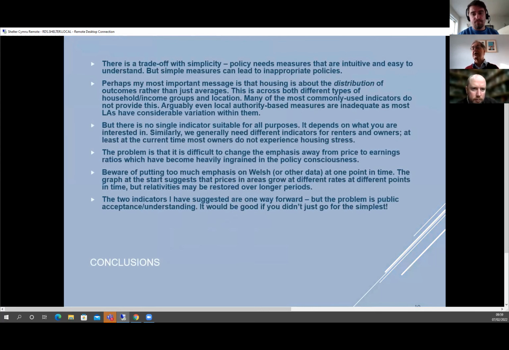Right, some conclusions. Intuitive simplicity is appealing, and price to earnings ratios do that, but they can be highly misleading. Crucially, housing is about distributions, and simple averages miss very important features. No single indicator is going to work for all purposes. It depends on what and who you're interested in.